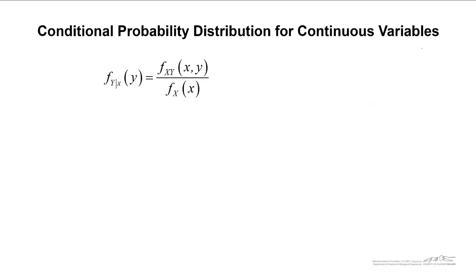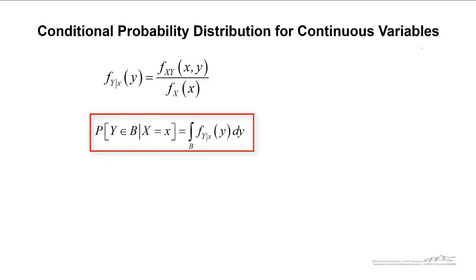We can extend this to continuous variables. The notation is very similar. There are a couple of differences. The probability that y is in some subset B, that's what this symbol means, meaning y is within some set B, given that x is equal to some value of x, is equal to the integral over all B, and this will become more clear in a moment through an example, of our conditional probability of y given x.